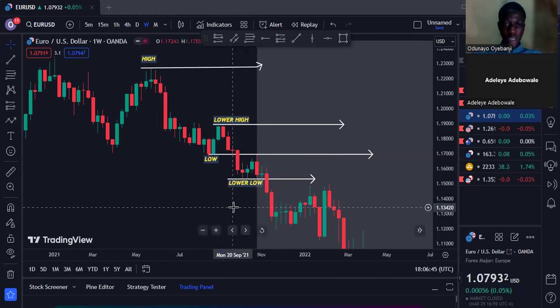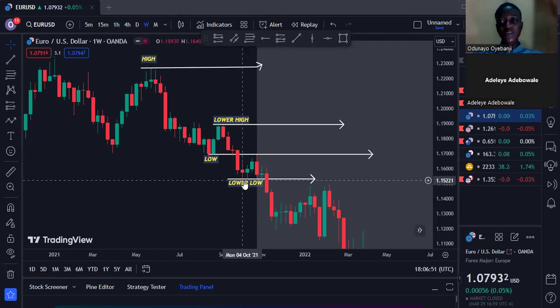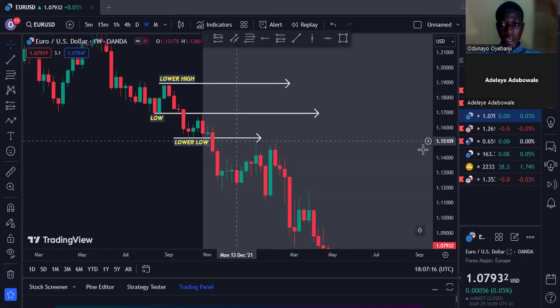So formation of a low, a lower high, and a lower low gives us the perspective that we're in a downtrending market. Are you with me? Are you with me, Wally?